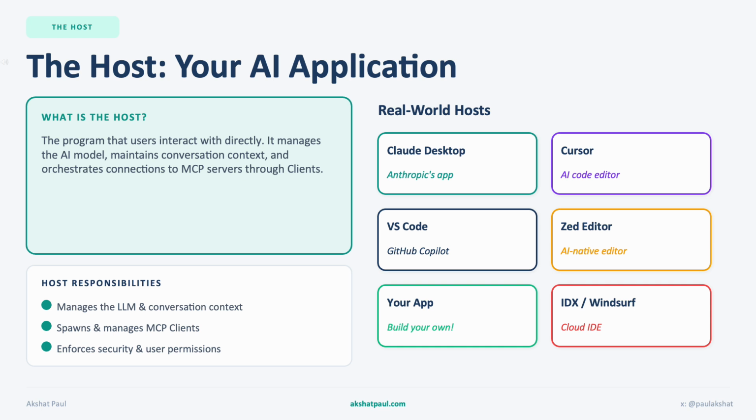Third, security. The host enforces user permissions. It decides what tools the user is allowed to invoke, and it can prompt the user for approval when a tool wants to do something significant. Look at the real-world examples on the right.